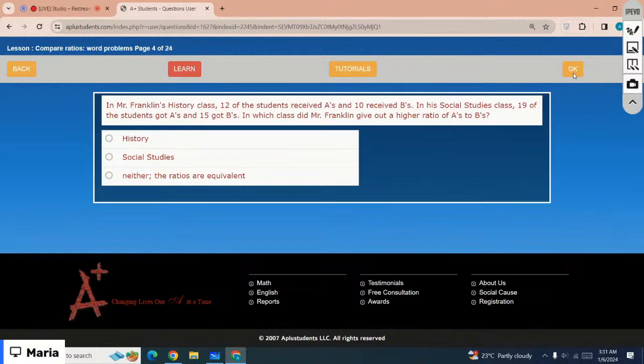So, just do the calculations in your notebook and write the answer in the chat box. Let's see who has the higher ratio of A's to B's. Which is the correct option?